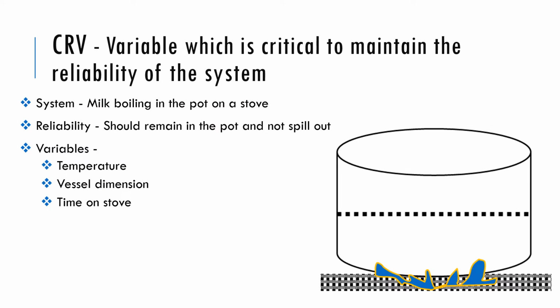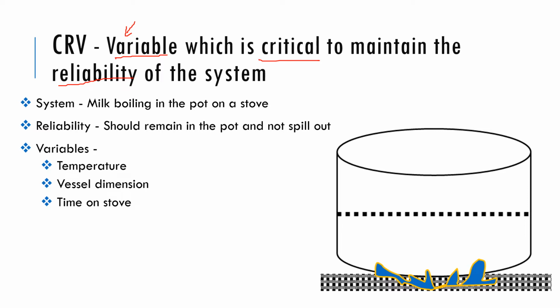So the definition, or rather the meaning of CRV, is a variable which is critical to maintain the reliability of the system. So what we want to do here is to maintain the system at a reliable level so it can work for a longer time, and we want to look at the exact variable, the exact parameter which is critical to keep it at that level. So that is CRV.